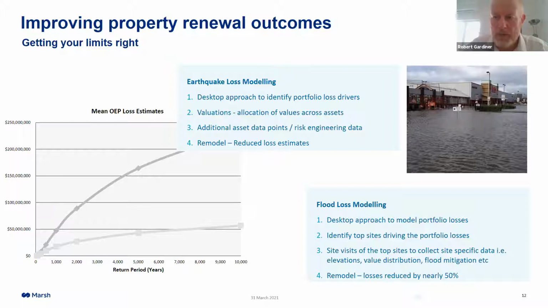The top line is the actual loss curve that was done as a baseline desktop study that showed, basically with one dot on one location at the client's site, it generated a significant loss curve. But actually, with our involvement, we were able to identify multiple other data points on the client's site, reallocate the values based on the valuation study that was done, and ultimately drive the loss values down for that client.